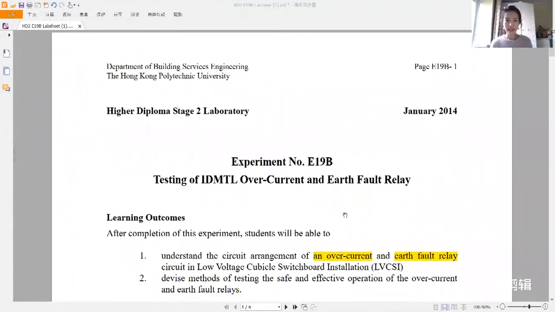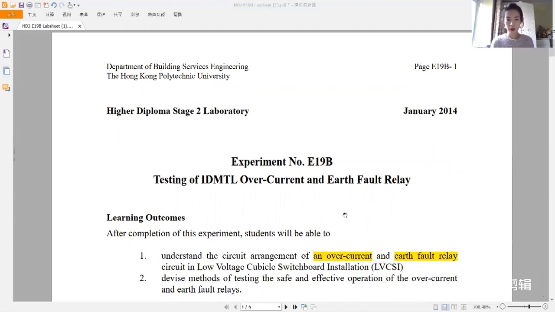Hello everyone, today we will learn how to do experiment number E19B in the lab, that is testing of IDMTL overcurrent and earth fault relay. I'm sure that you have learned knowledge about overcurrent and earth fault relay, and also the theory about this experiment, in your textbook. So I don't want to introduce you too much about the theory of this experiment in this video.